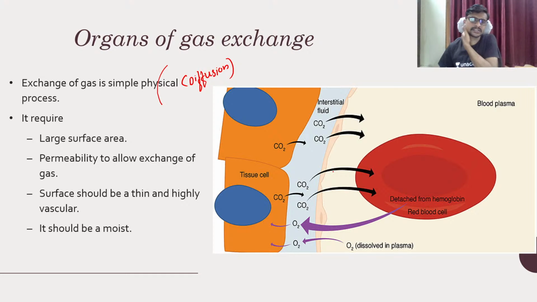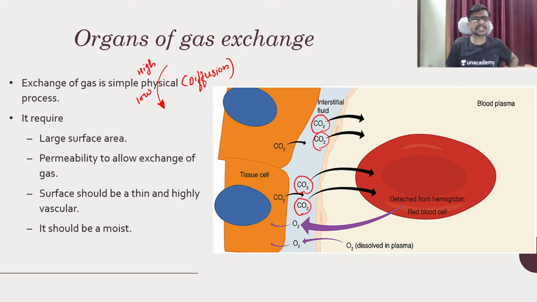So let's see, guys, what is happening here. If you see, the carbon dioxide concentration is here, there is more carbon dioxide here, that's why it is moving into the RBC, because there is low carbon dioxide there. So diffusion is always from high concentration to low concentration. So the direction will be like this.